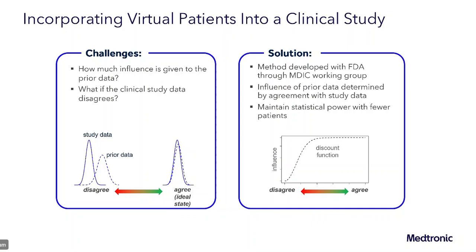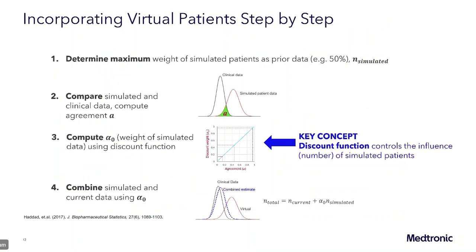And this really has the effect of trying to maintain that statistical power when things do agree, but really reduce that type 1 error and that bias that you can see if things really go off the rails. And so that is the discount prior approach, which I'll discuss now. Next slide.